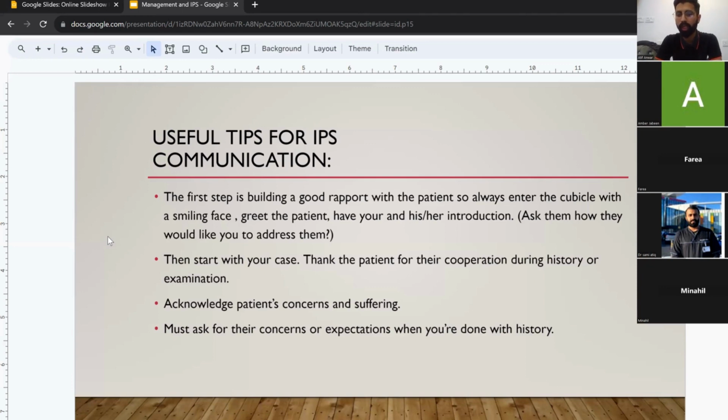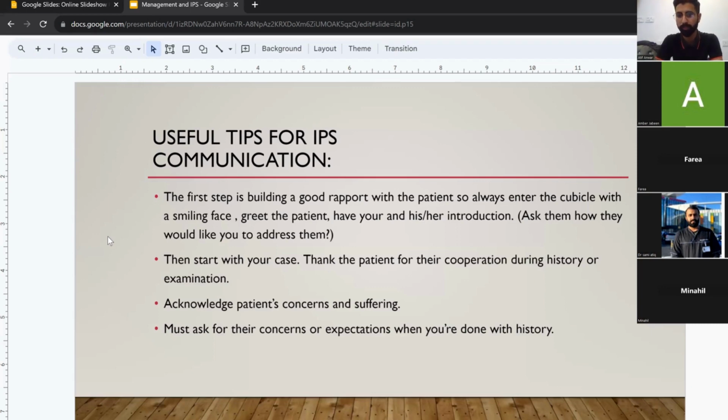Then the next thing you have to ask them is how they would like you to address them. So you will simply say, suppose I'm talking to Sami Atik, okay, Mr. Sami Atik, how would you like me to address you during this consultation? He will tell you whether you should call him Sami or Atik.